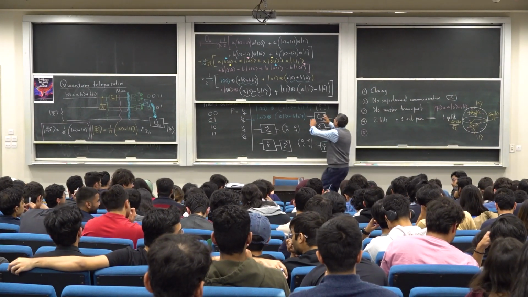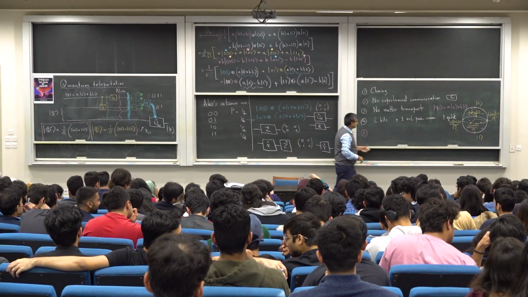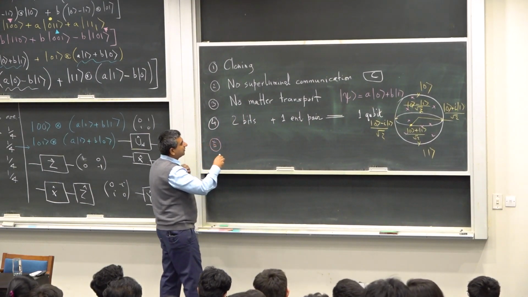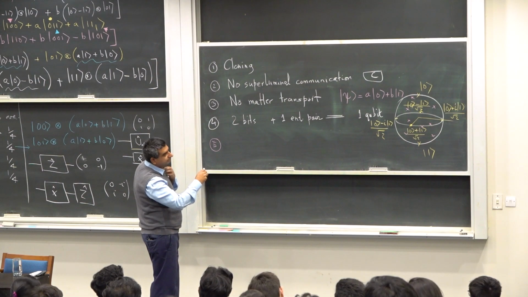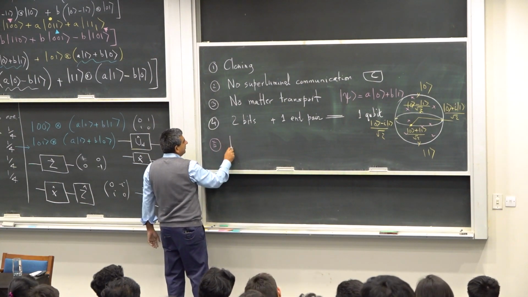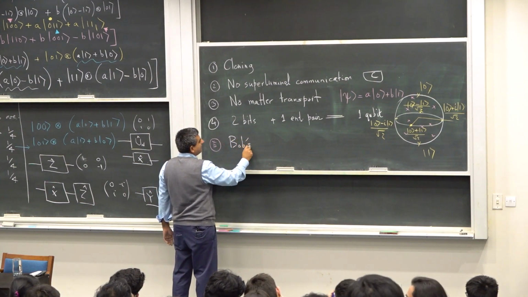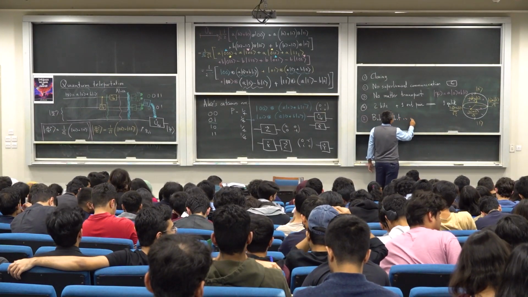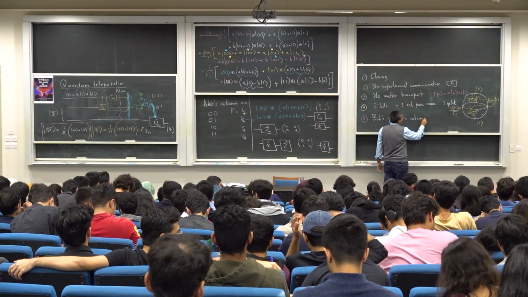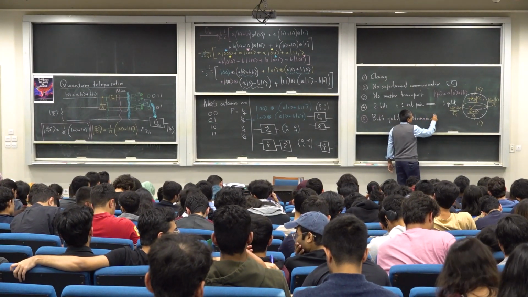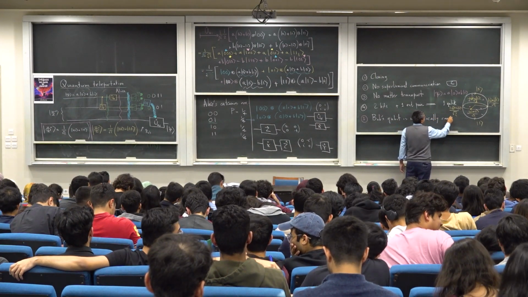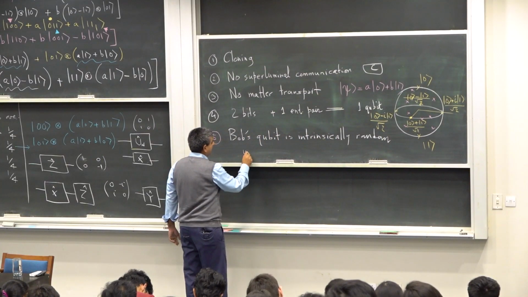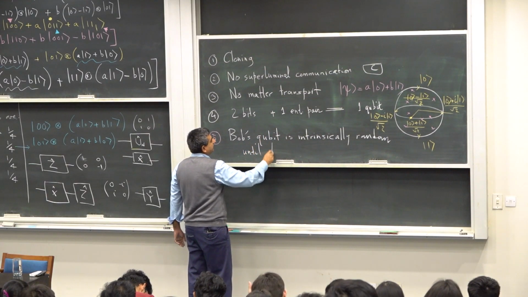Now, one thing I would like you to do. What was the last point? The last point was about the randomness. Bob's qubit is intrinsically random until Alice makes a measurement.